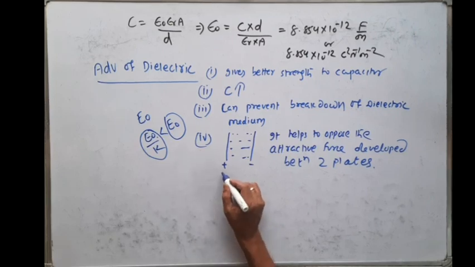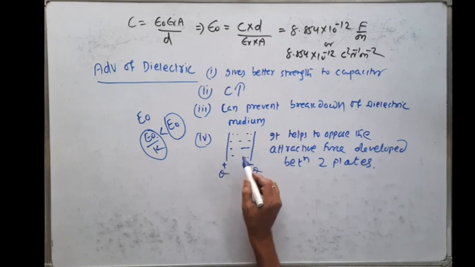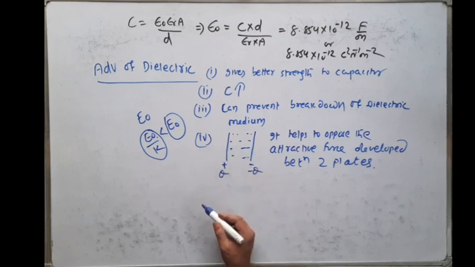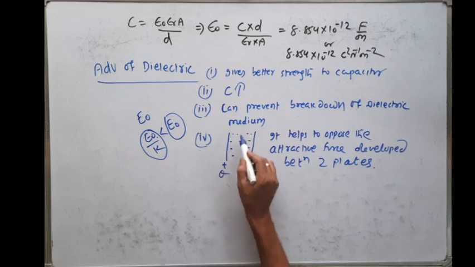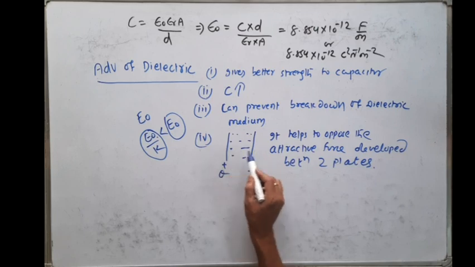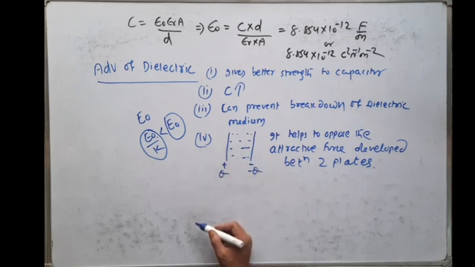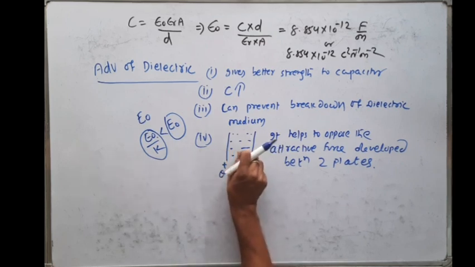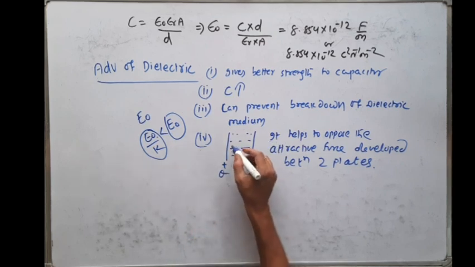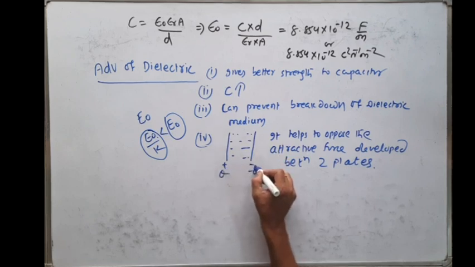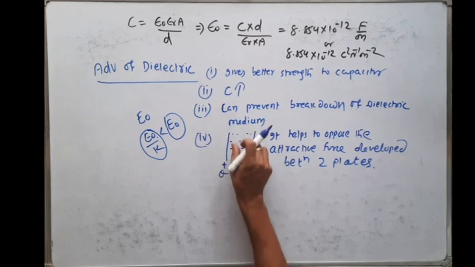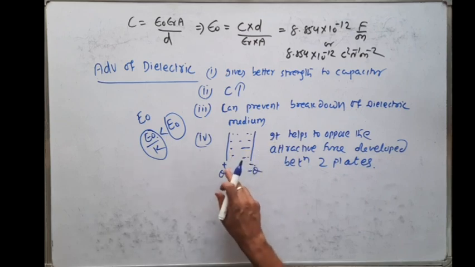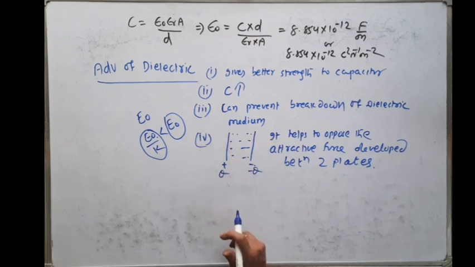Another factor is that this is plus Q charge, this is minus Q charge. Two equal and opposite charges will definitely attract each other. So if we introduce the dielectric, it can prevent the force of attraction between plus and minus charge, so that the plates will not stick with each other or come closer to each other. Due to the dielectric, it will prevent the sticking of the two plates.